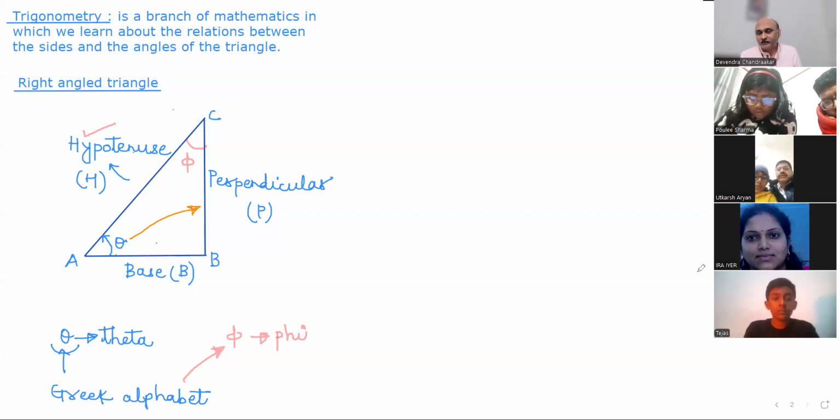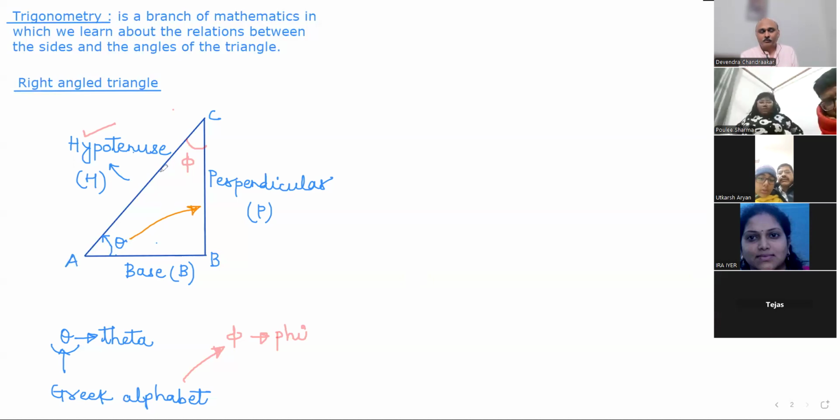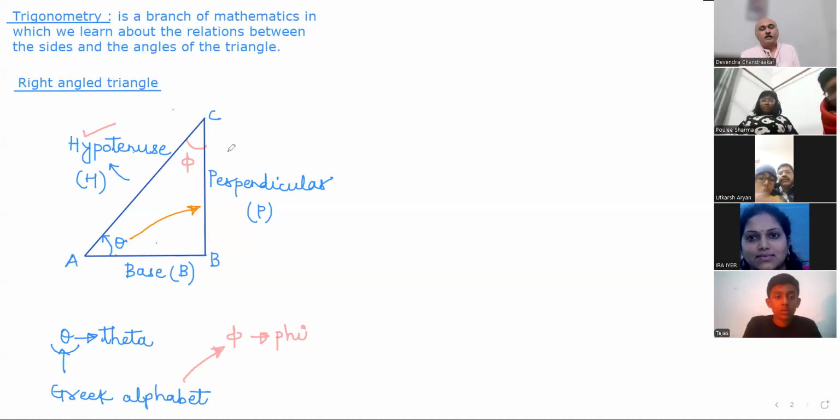Tejas, you are in which standard? 8. Okay, good. Now, Tejas, you tell me which side will be perpendicular if I choose this angle, phi?